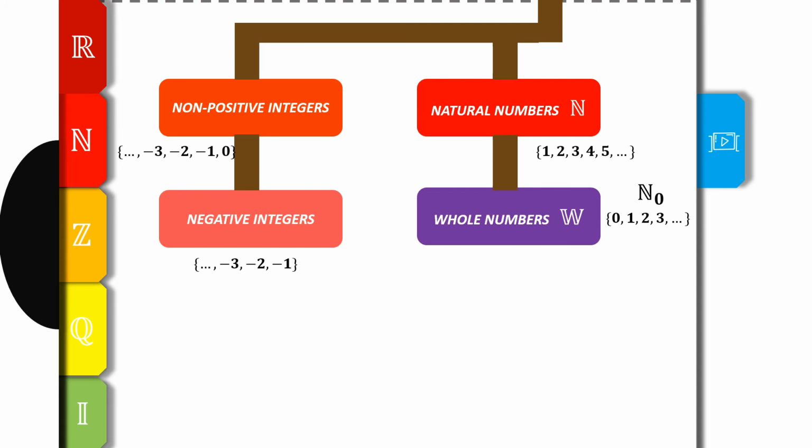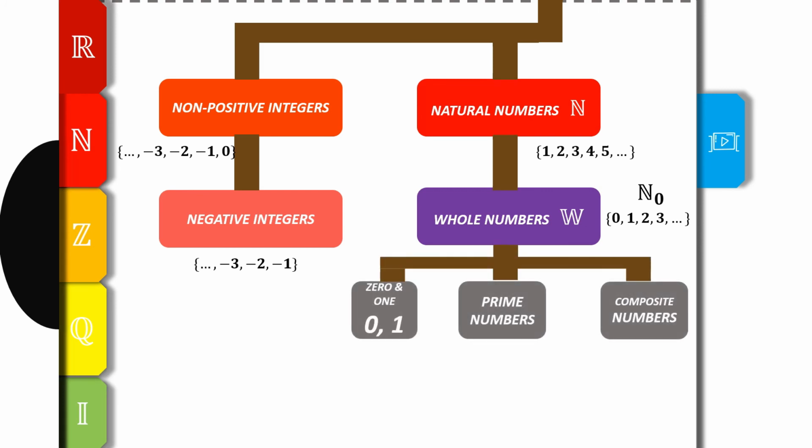And finally, the whole number set is divided into the 0 and 1, the prime naturals, and the composite naturals. Let's remember that the prime numbers are those that are divisible just by itself and 1, and the division gives us a natural number, while the composite numbers are divisible by other naturals other than itself and 1 that may also give us a natural number as a result.